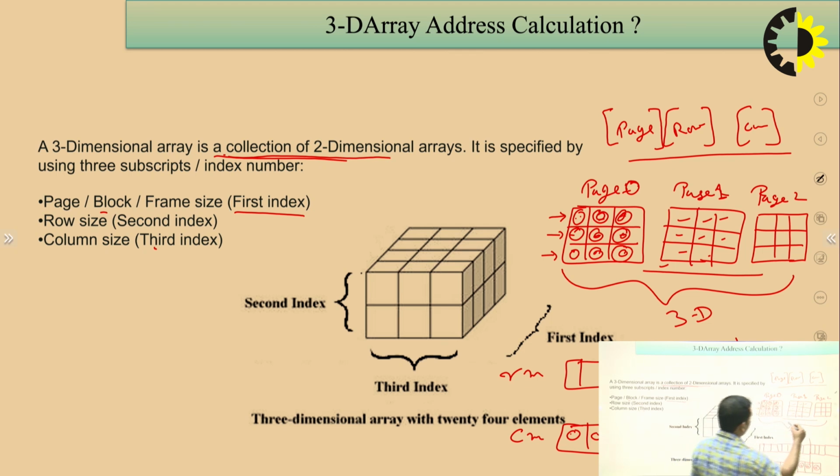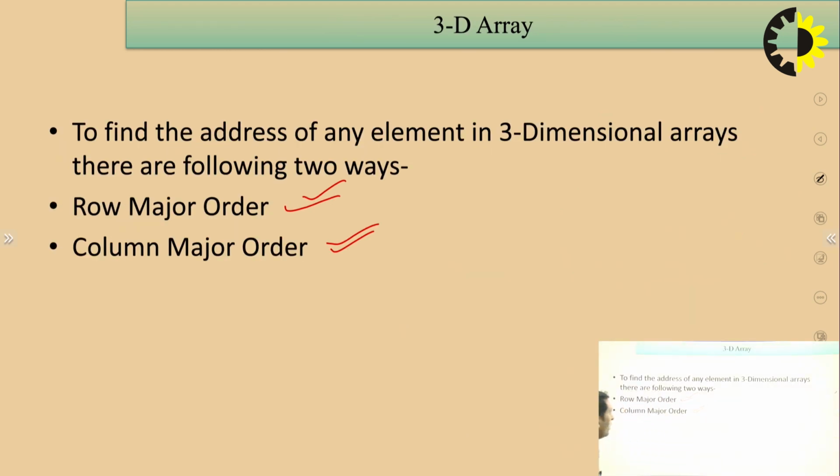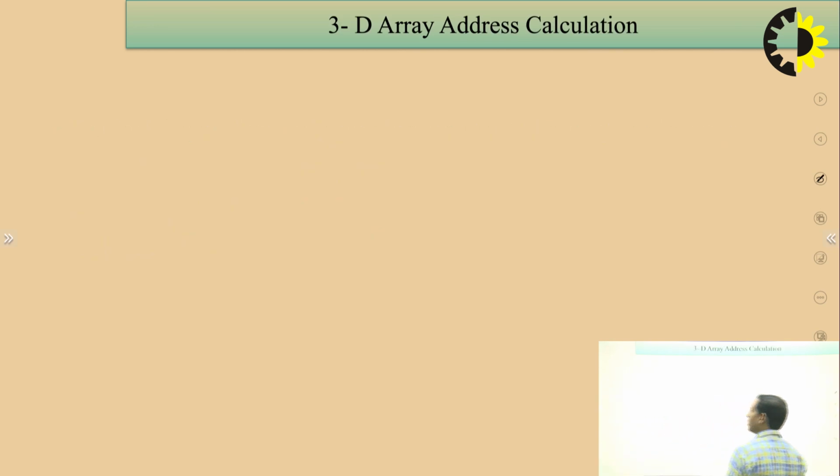Then the turn comes for the next page, and the next page's elements are also stored in column major order: first, second and third column, and so on. In this case, first, second and third. So, in this scenario, we are going to calculate the address of a 3D array in row major and column major. First, how to calculate in row major system?